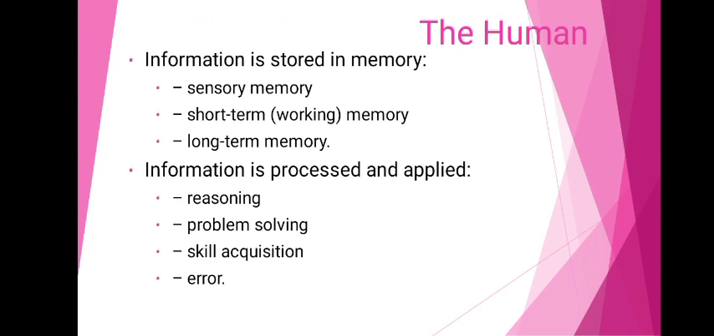The last memory is long-term memory, and it is meant for storing information over a long period of time. There are two types of long-term memory: one is episodic memory and the other is semantic memory. In long-term memory, information is primarily stored in terms of its meaning or semantic codes.